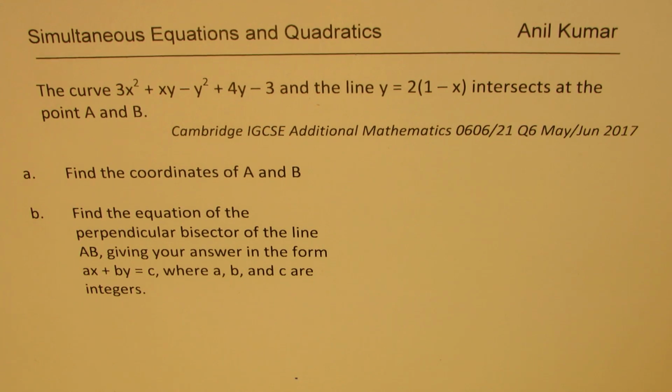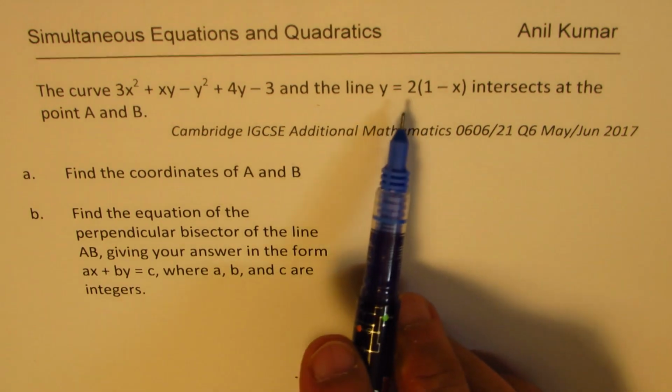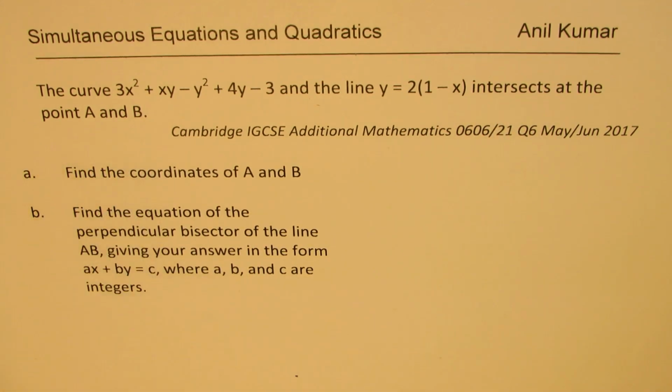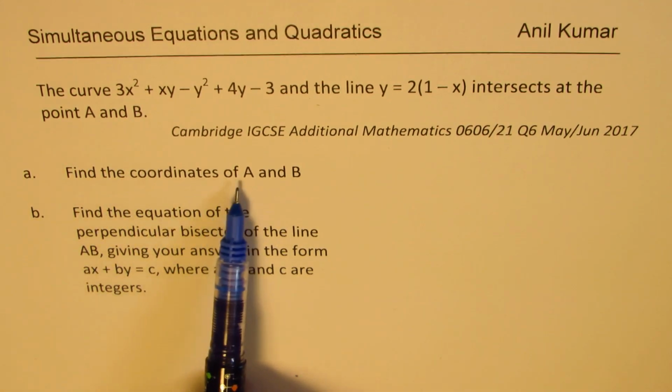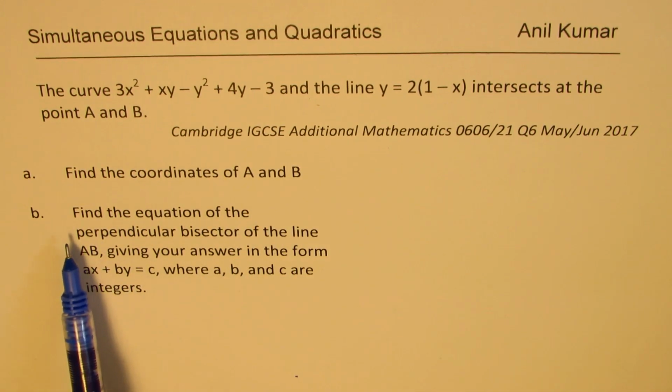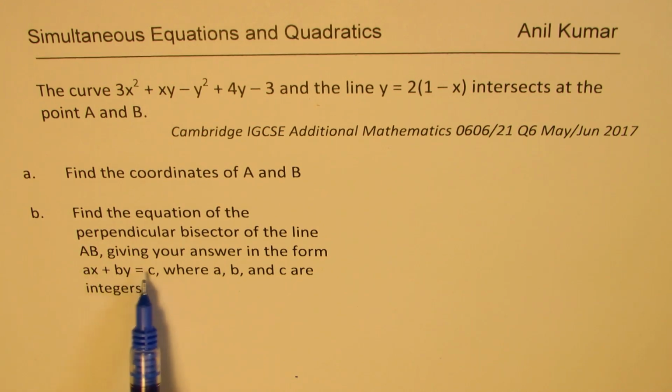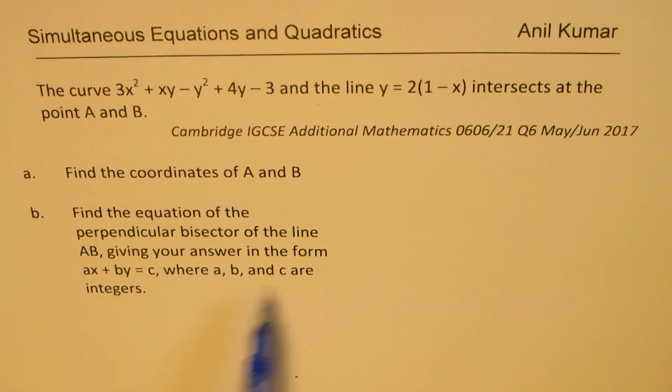The question here is: the curve 3x squared plus xy minus y squared plus 4y minus 3 and the line y equals 2 times (1 minus x) intersect at points A and B. Find the coordinates of A and B. Part B is find the equation of the perpendicular bisector of the line AB, giving your answer in the form ax plus by equals c, where a, b and c are integers. You can always pause the video, answer the question, and then look into my suggestions.